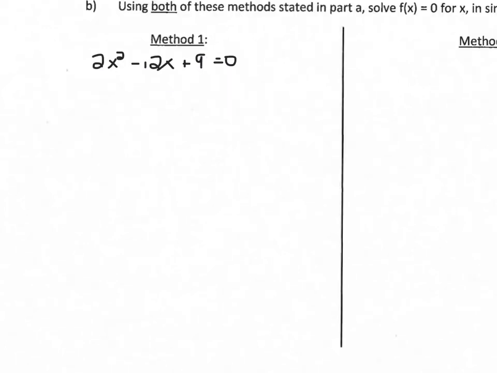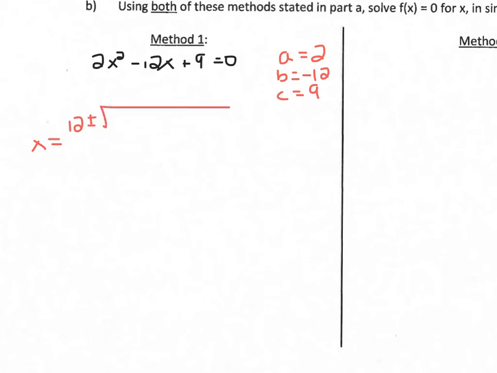Okay, so the first method I said was the quadratic formula, so I'm going to start off using that. I'm just labeling off to the side here my A, my B, and my C. Okay, so let's plug it in. Now make sure you write x equals, because that's what we're solving for. So negative b, well, negative 12 would be positive 12, plus and minus the square root of.